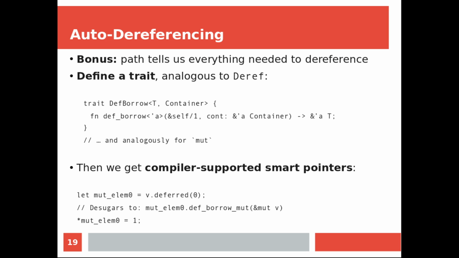As a last refinement, we introduced the idea that a deferred borrow actually has all the information it needs to provide auto-dereferencing, like any other smart pointer implementation. This is because the path that is attached to its path-dependent type gives exactly the container object that is needed to convert to a true borrow. We propose defining a trait DefBorrow that, analogously to the Deref trait in Rust today, allows the compiler to deduce a way to obtain the necessary object reference, or borrow, when a deferred borrow object is used. Then, if we have code as in the snippet, and we use mut lm0 as an ordinary borrow, it can desugar to the shown defborrow_mut call.